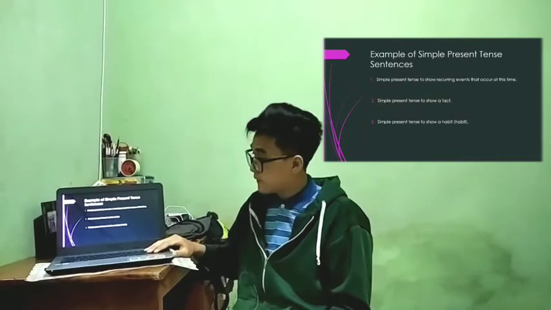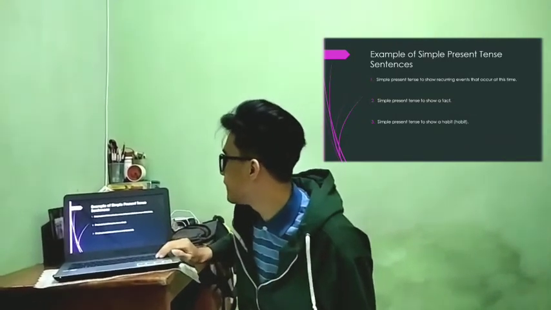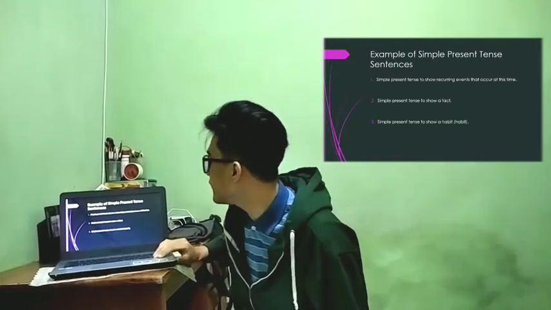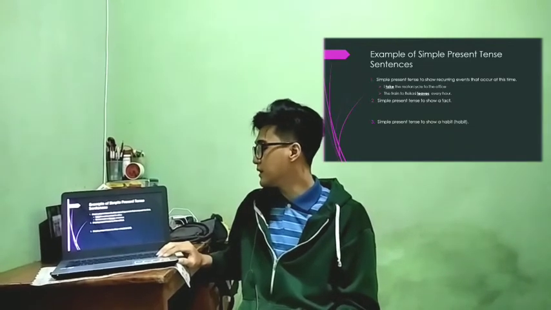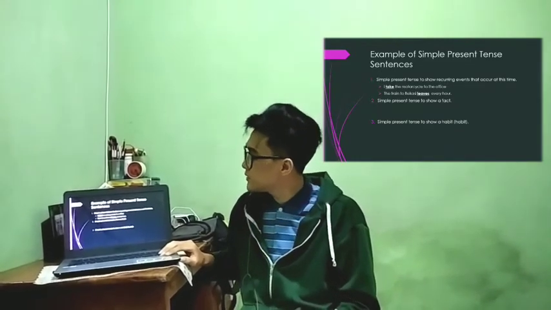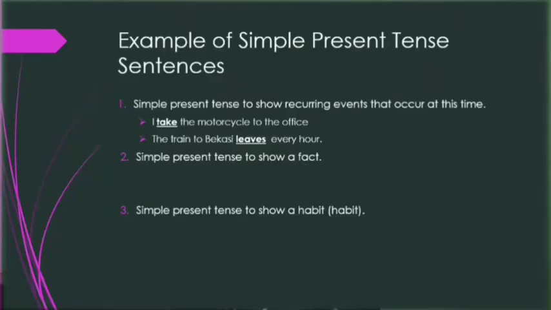Next, examples of simple present tense sentences. First, simple present tense to show recurring events that occur at this time. You can see, I have an example sentence. In example 1, I take the motorcycle to the office. Why must take be underlined here? Because the indication in the sentence is take, which is a verb 1.